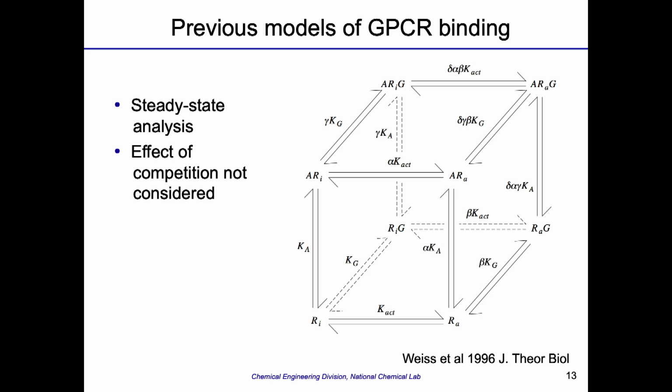Okay. However, because ligand-receptor binding and transitions are typically reasonably fast compared to cell division times, all the analyses are pretty much steady state analyses. Okay. And also they are limited to one kind of G protein. So there's no competition that has been considered before.